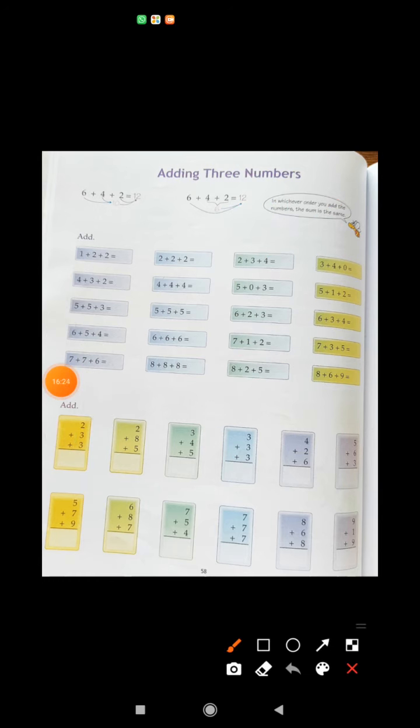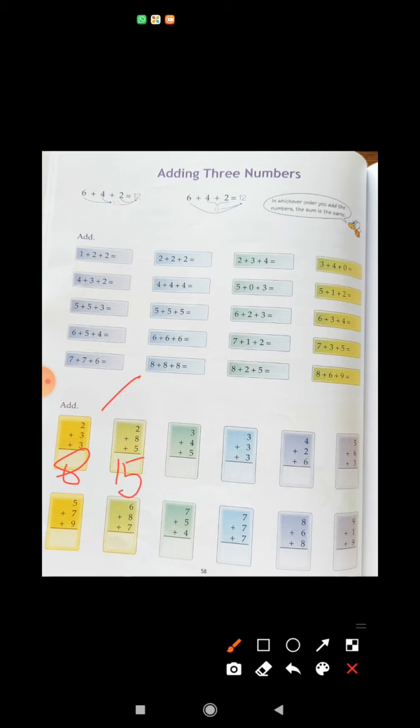Now question number 2, addition. Here you will add in a vertical form. You have to add 3 numbers together. 2 plus 3 is 5. 5 plus 3 is 8. Next, 2 plus 8 is 10. 10 plus 5 is 15.